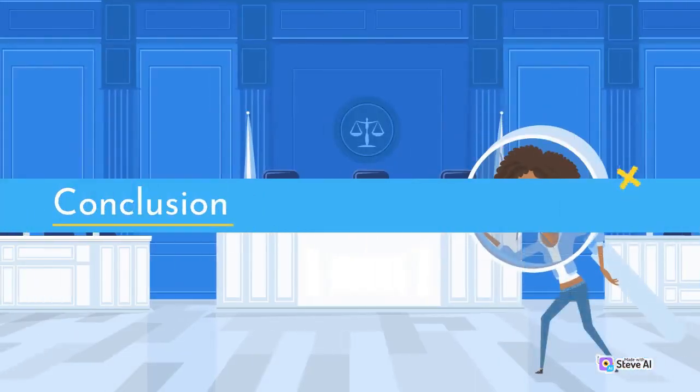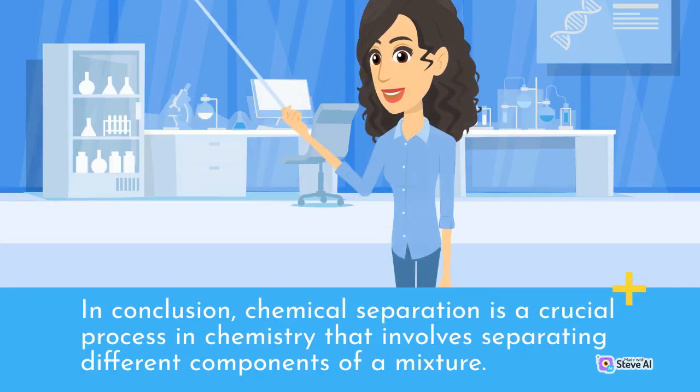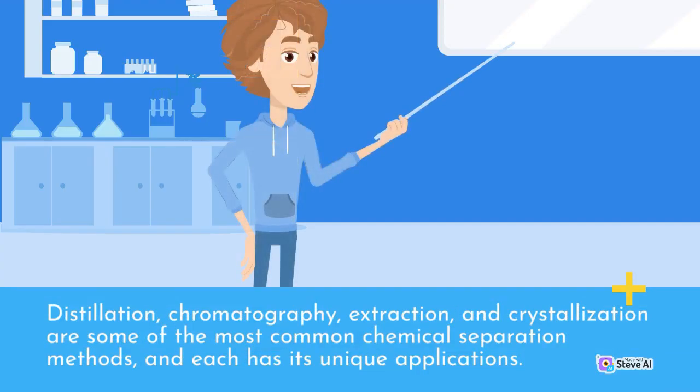Conclusion. In conclusion, chemical separation is a crucial process in chemistry that involves separating different components of a mixture. Distillation, chromatography, extraction, and crystallization are some of the most common chemical separation methods, and each has its unique applications.